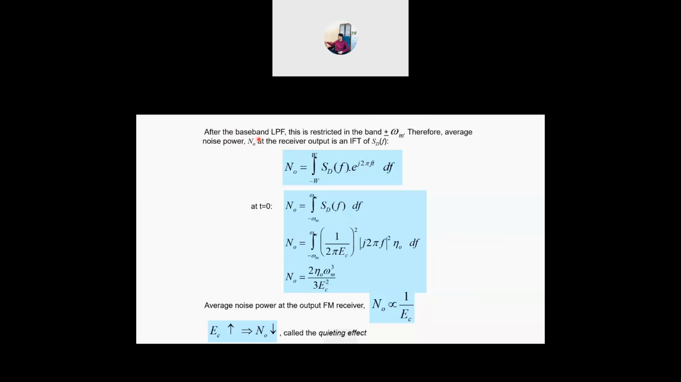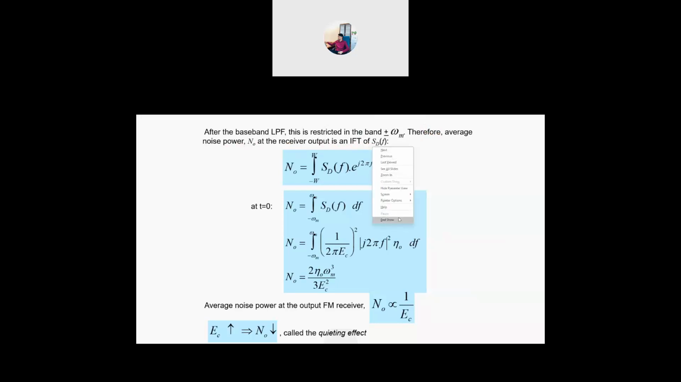After the baseband low pass filter, this is restricted in the band of plus minus omega m. Using the low pass filter, we are going to remove the high frequency component, because our message signal, our information signal, is low frequency, right? That's why we can see the carrier and the noise if present. Therefore, the average noise power at the receiver output, N0, is an IFT of S_D(f).